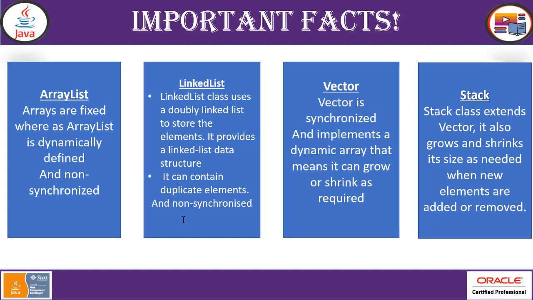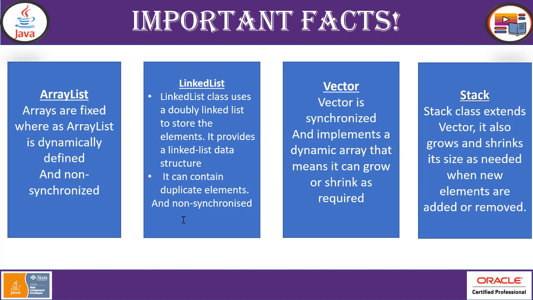Now let's see the important facts about these 4 types of list. Array lists are dynamically defined. They are non-synchronized, as we know the regular arrays are fixed. When it comes to the linked list, the class uses a doubly linked list structure to store the elements. It provides a linked list data structure that can contain duplicate elements, and they are also non-synchronized. That means you cannot access the data at the same time or in any random way.